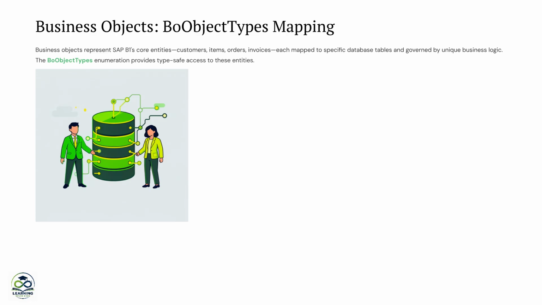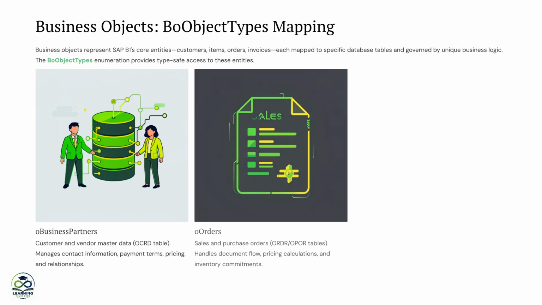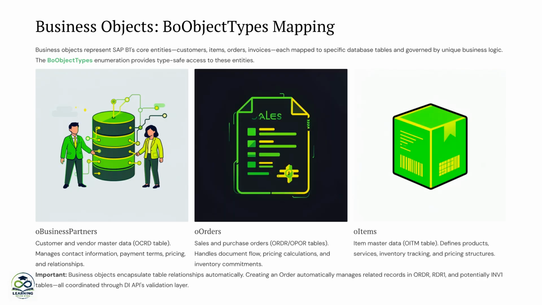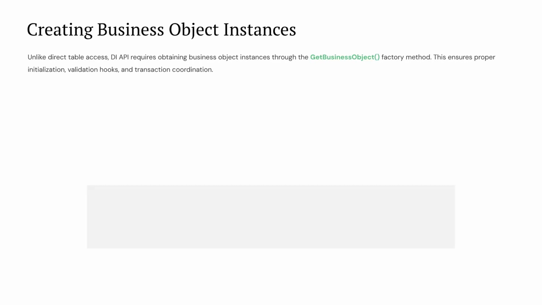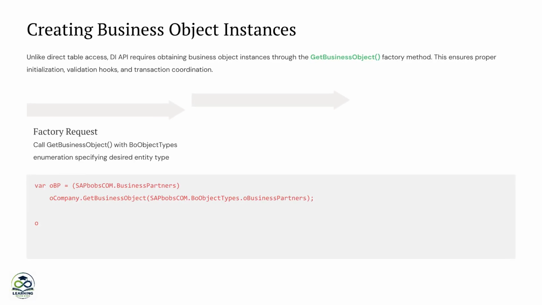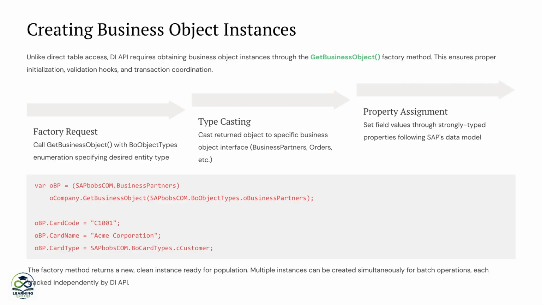Business objects represent SAP B1's core entities, mapped to specific tables and governed by business logic. The BoObjectTypes enumeration provides type-safe access to entities like business partners, orders, and items. Business objects automatically manage underlying table relationships. To create a business object instance, use the getBusinessObject factory method. This ensures proper initialization and transaction coordination. After retrieval, cast the object and assign strongly typed property values based on SAP's data model.